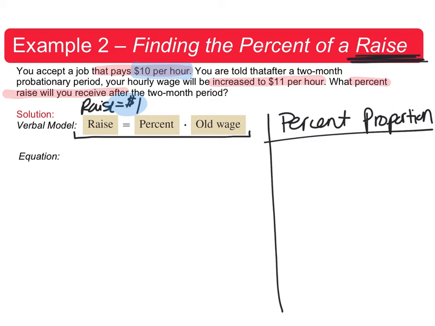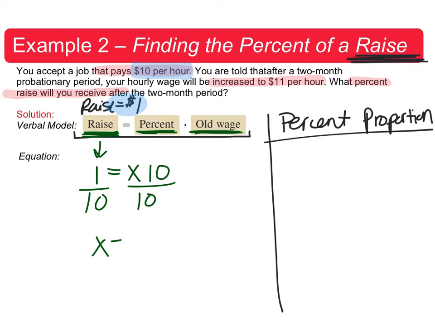Okay. So to set it up as an equation, we can set it up as the raise equals the percent times the old wage. Okay. So our raise was $1. Oops, I'm going to not use labels with my equation. So $1 equals the percent we don't know, and then the old wage was $10. So essentially all I'd have to do is divide by 10 here, and then I'd get x equals 1/10, which is 0.10.